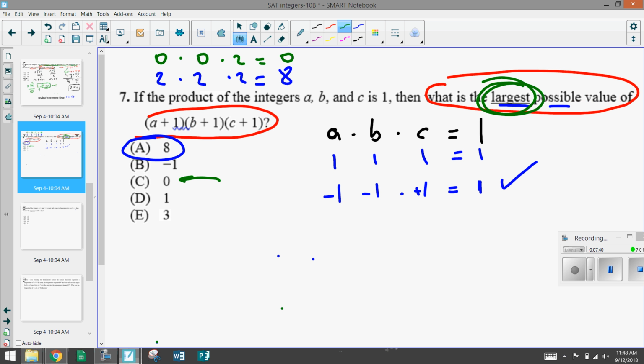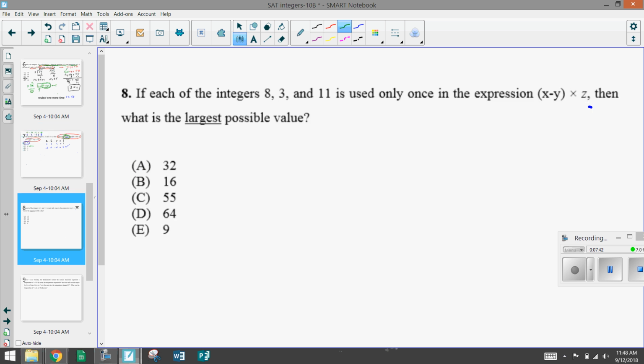Okay, next question. Now, each of the integers 8, 3, and 11 is used only once. These wordings are important. Underline "only once." And then what is the next step? Most important step. What should we do? Circle the question. And also underline this, "largest possible value."